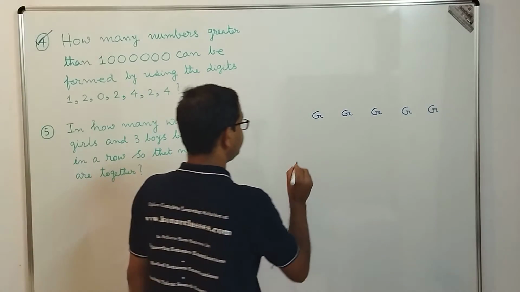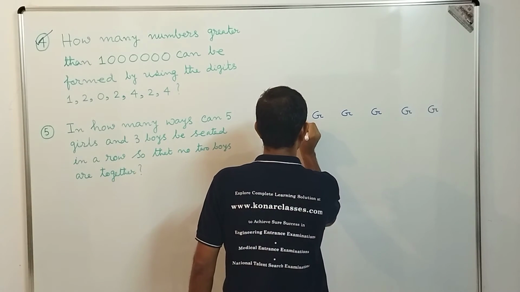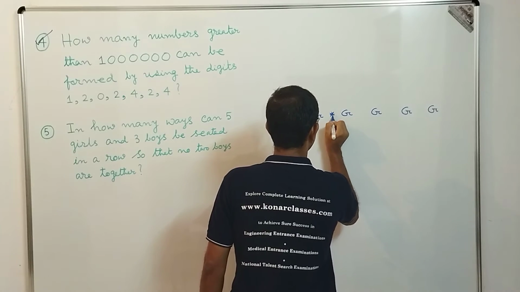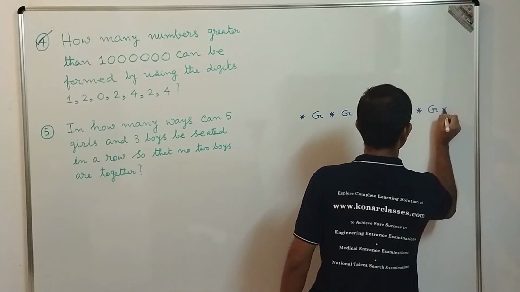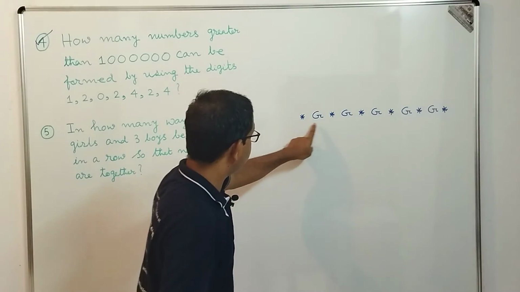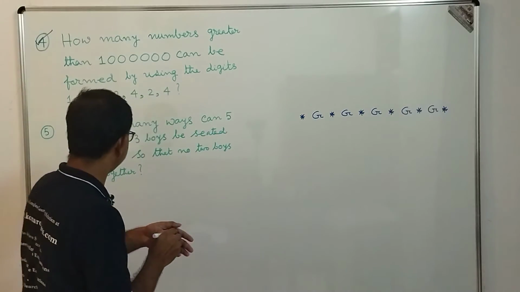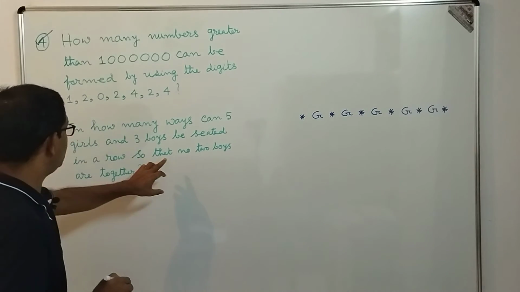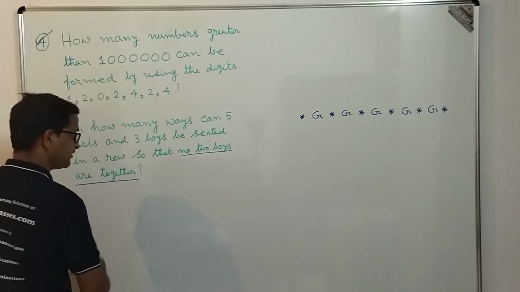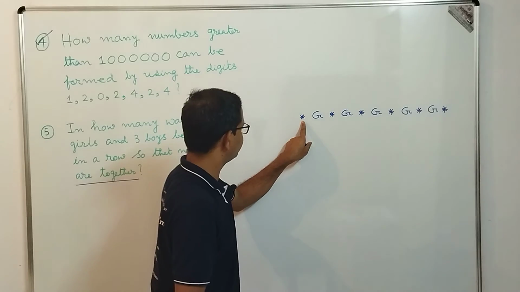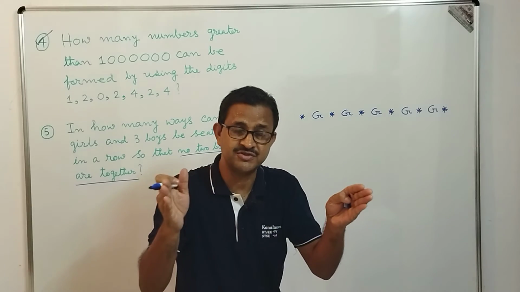Now where will the boys be placed? One boy can be placed here, here, here, where I marked the star, here and here. The places where I marked the star, if we place the boys there, then we are able to satisfy the condition given in the question that no two boys are together. Correct? So now how many positions? First, second, third, fourth, fifth, sixth. There are total 6 positions.